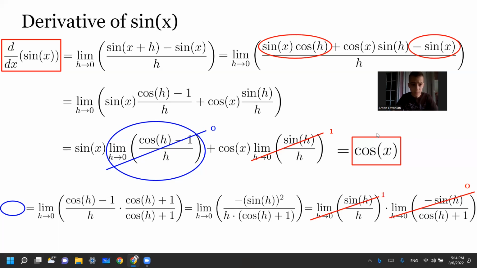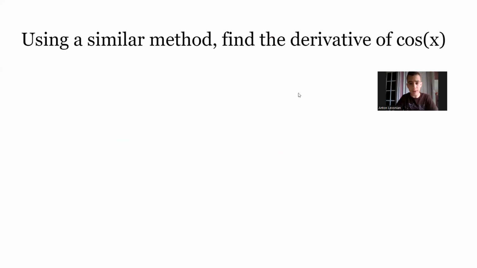Okay. So with that out of the way, using a similar method, try finding the derivative of cosine of x. I will give you about 5 minutes to do that. Similarly, try to use the definition of a derivative. And when you are done, post your answers in the private chat. Okay, so I will stop my screen sharing.